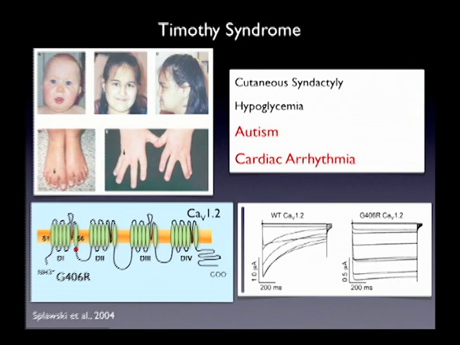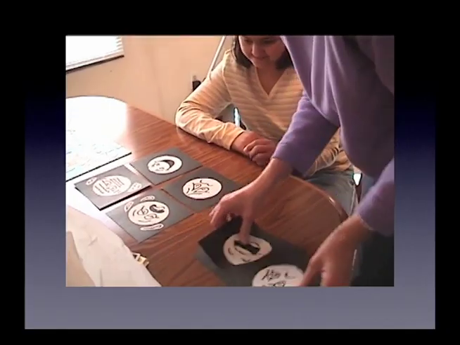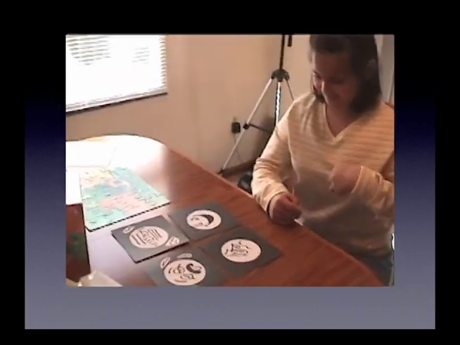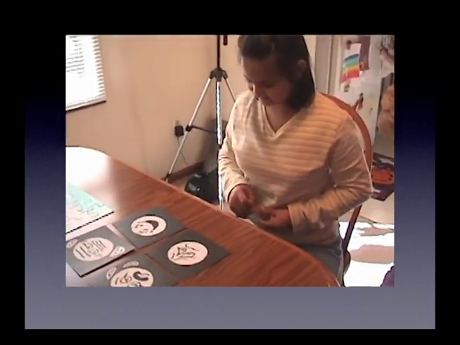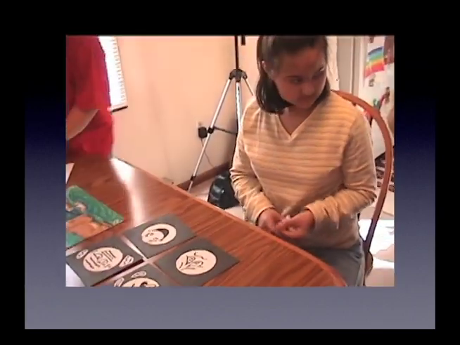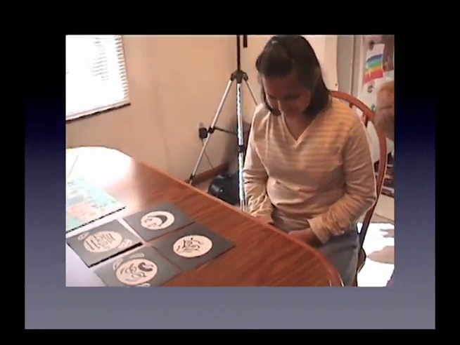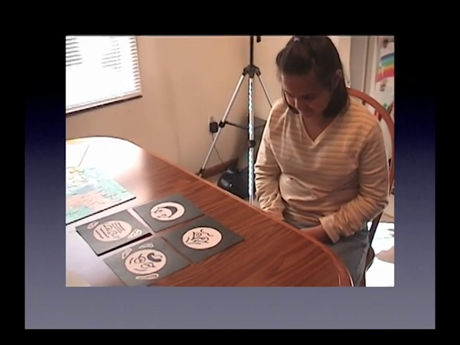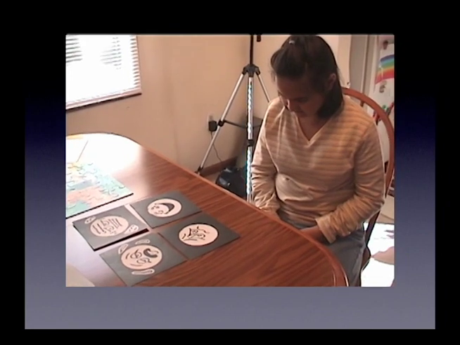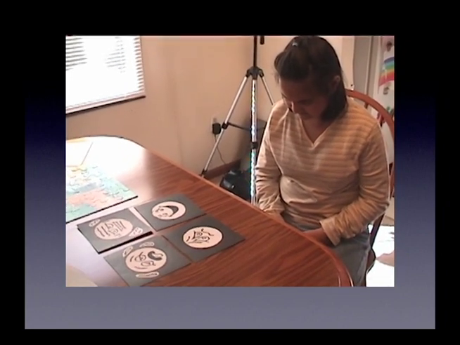Nonetheless, it leads to this very severe disorder, and the question is why. This is a girl who is going to be tested on her capacity to recognize different emotions. She's asked to identify the face that looks very happy. Before this, she was asked to recognize a smile, and she can recognize a smile. But when she's asked to recognize a face that is very happy, she's flummoxed by this.